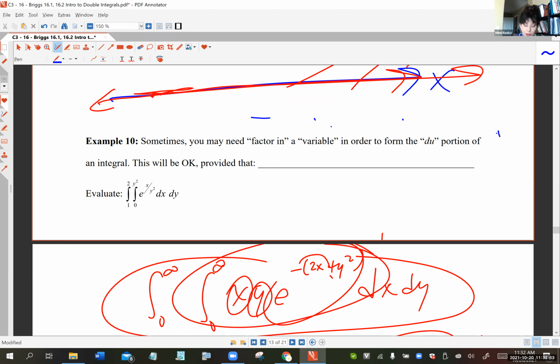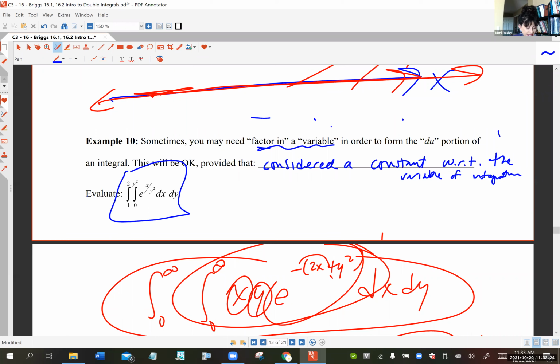Here we go. Good news. We don't have to switch any order of integration. It's going to be okay to factor in a variable, which you're never allowed to do in a Calc 1 class, provided that it's considered a constant with respect to the variable of integration. Okay? What are you saying? Just write it down, and after I do the example, it will make more sense.